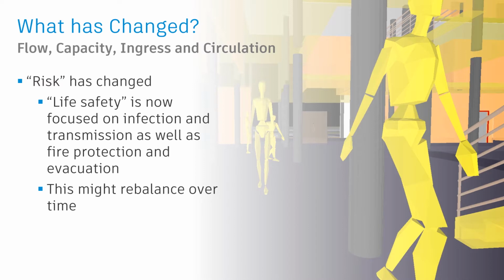So also risk has changed. Previously life safety was based around fire protection and evacuation from any one particular area or building. Now infection has been folded into that. So we're now looking at infection, transmission, as well as fire protection and evacuation. Although as the virus subsides, this might rebalance over time.